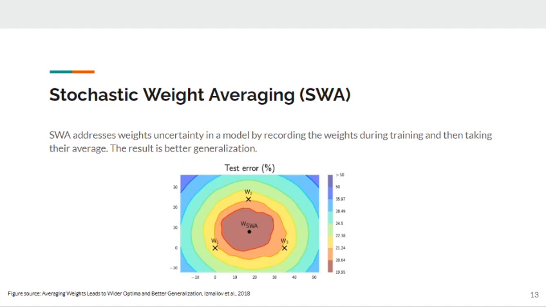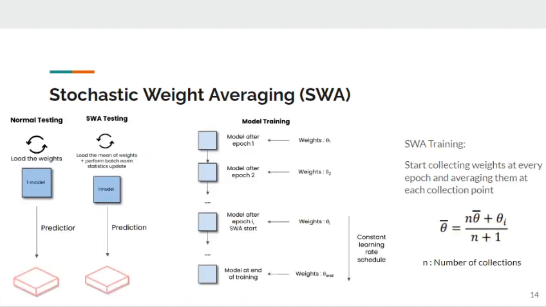Stochastic weight averaging, or SWA. It addresses weight uncertainty in a model by recording the weights during training and then taking their average. The result is better generalization. When it comes to testing with SWA, compared to a normal testing where we load the weights, it goes through a model, and then the prediction is done through a predictor, in SWA testing we load the means of the weights and then perform a batch normalization statistics update on that, and then it goes through a model and then through the prediction process.